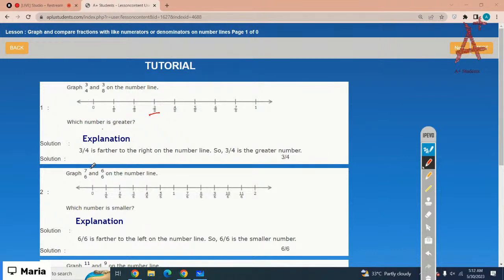Let's just look at this one. 7 over 6 and 6 over 6. Here is 7 over 6 and here is 6 over 6. So which is greater? Smaller, you need to see. 6 by 6 is smaller than 7 over 6 because 6 by 6 is before 7 over 6. Got it?